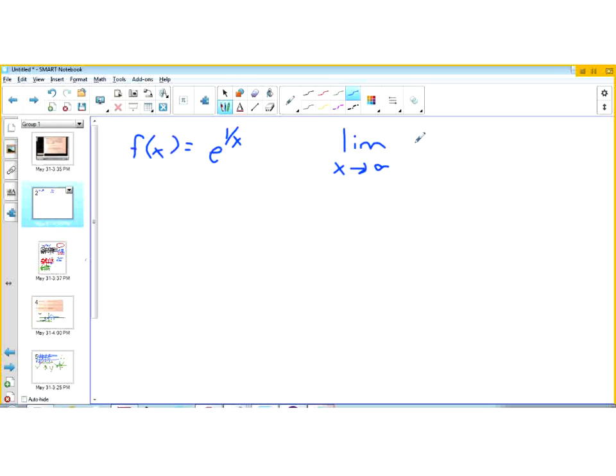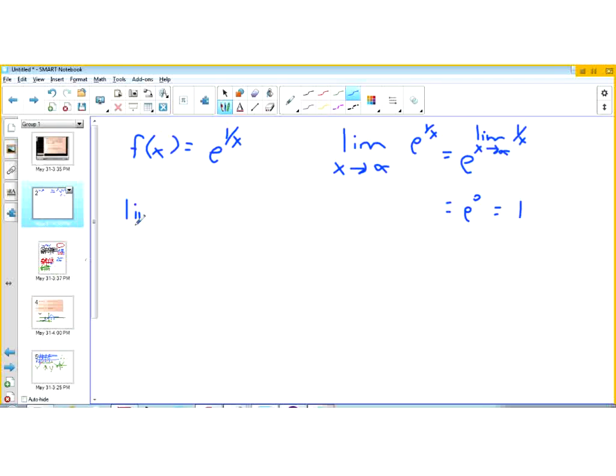So what about the limit as x approaches infinity of e to the 1 over x? Well, by the limit laws, we can bring the limit operator into the exponent because the exponential function is a continuous function. Then we know from a previous theorem that this limit is 0. So this equals e to the 0, and so that's equal to 1.